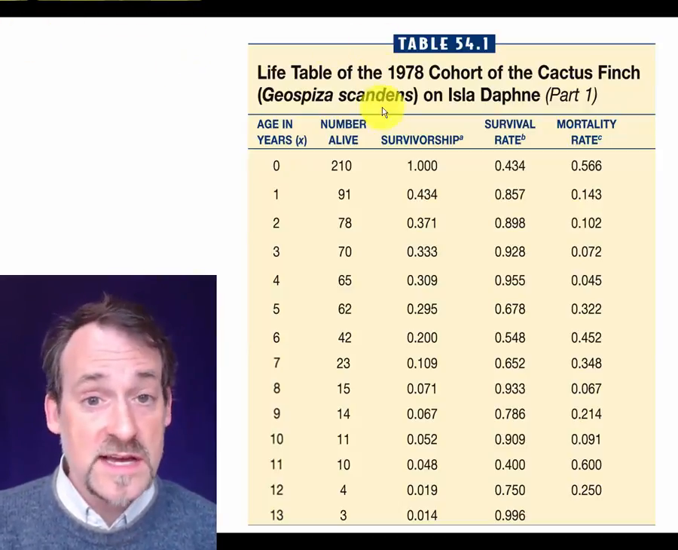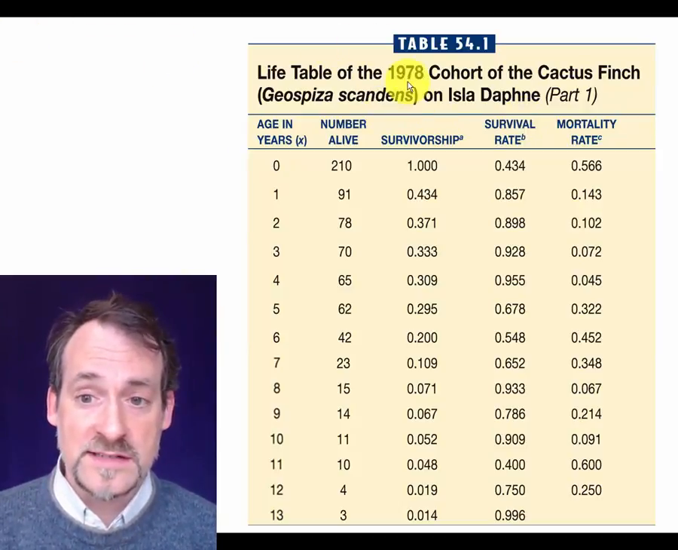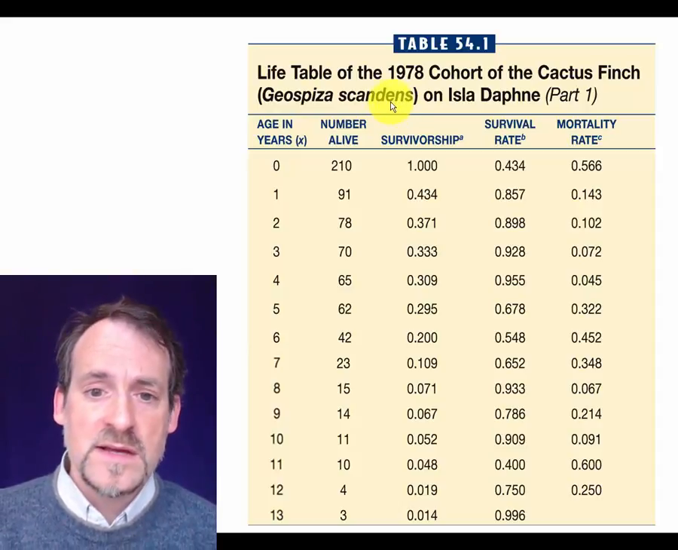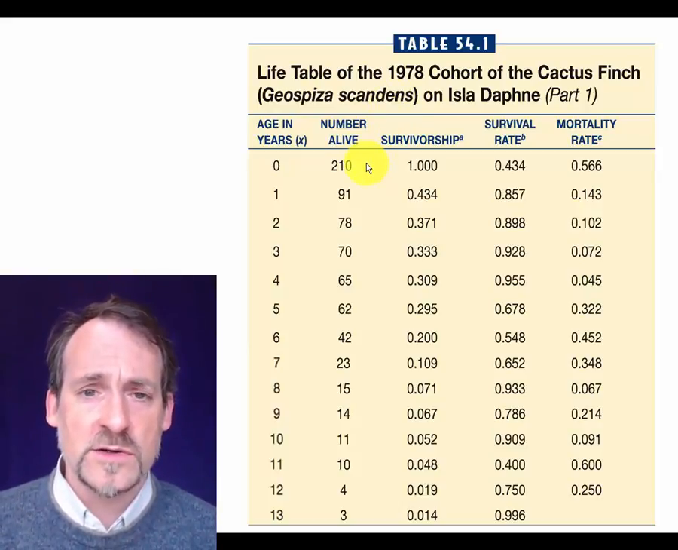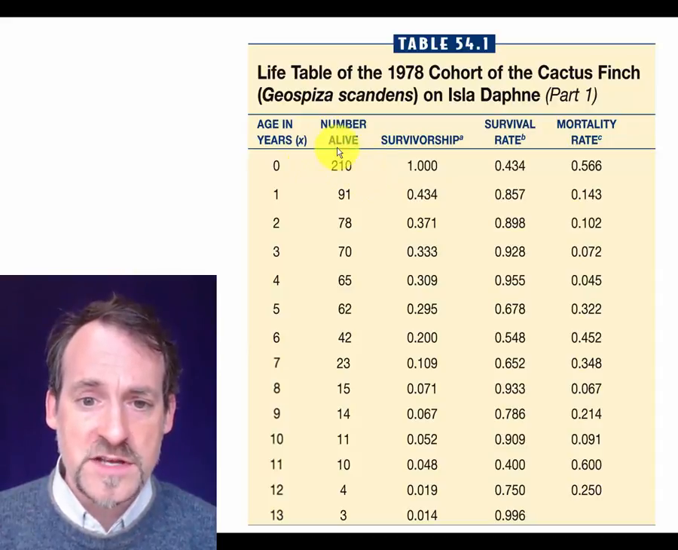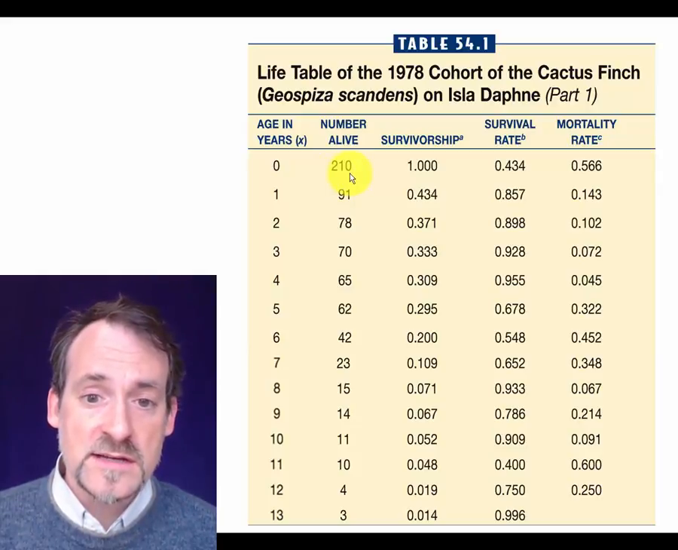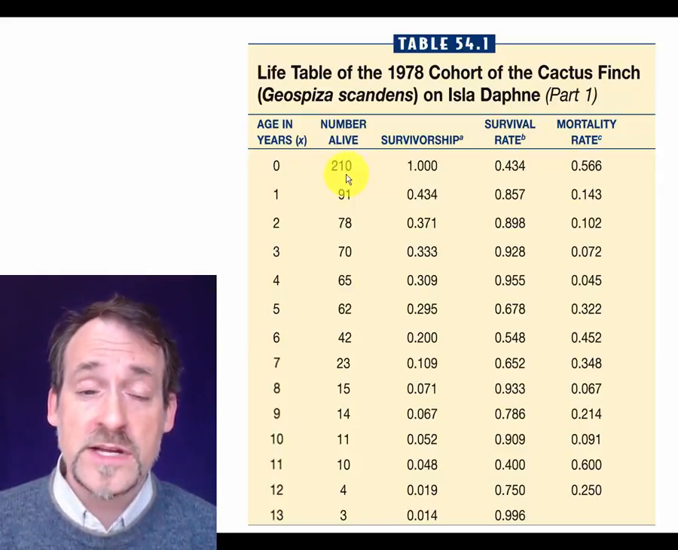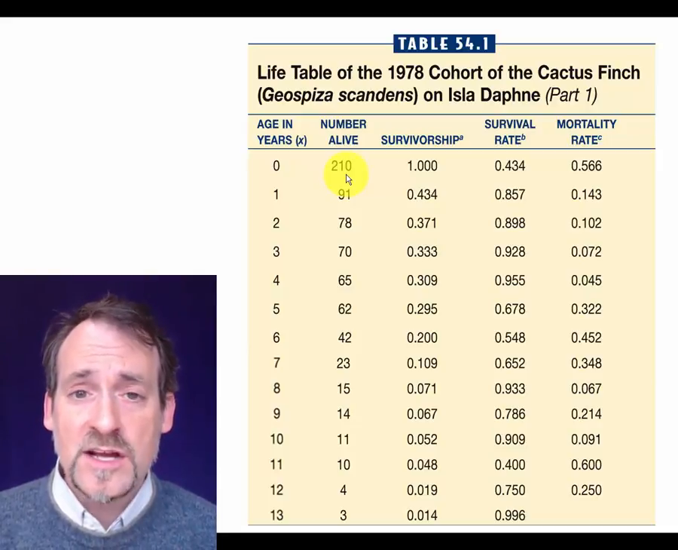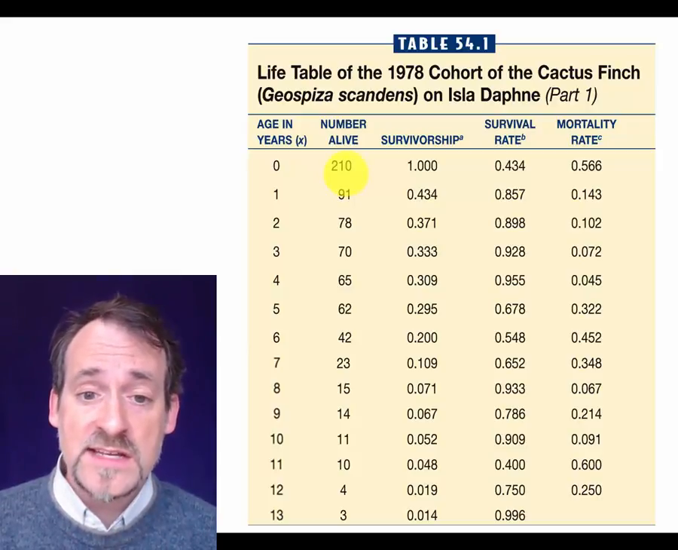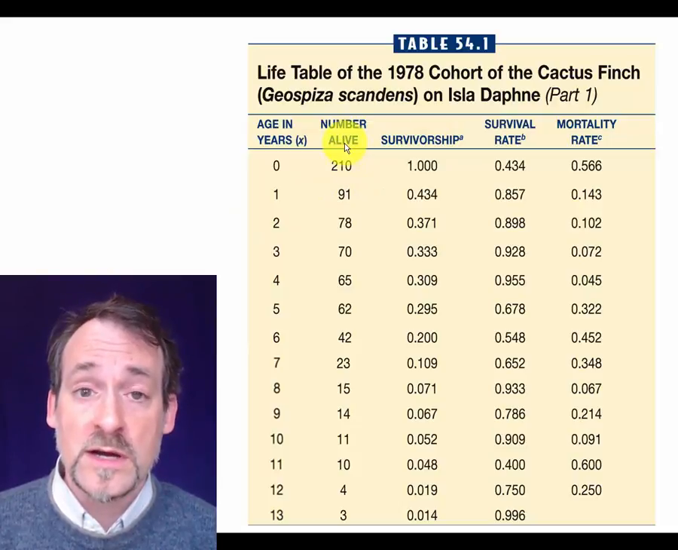In this particular case, we're again back on Daphne Island in the Galapagos, and we're looking at Darwin's finches. In this case, it's Geospiza scandens. And this is probably the data of the Grants or one of their collaborators. But what this life table started out with is a cohort of 210 individual finches. A cohort is a group of offspring that are all born at the same time. And in this case, that cohort was tracked forward through time.